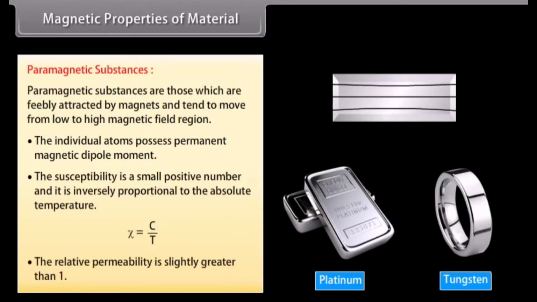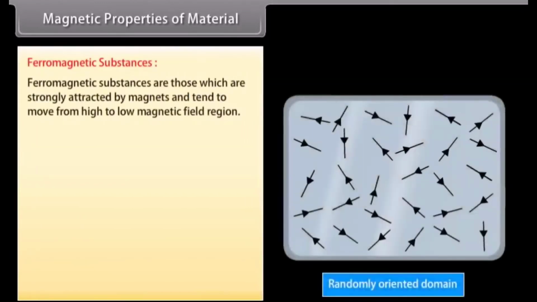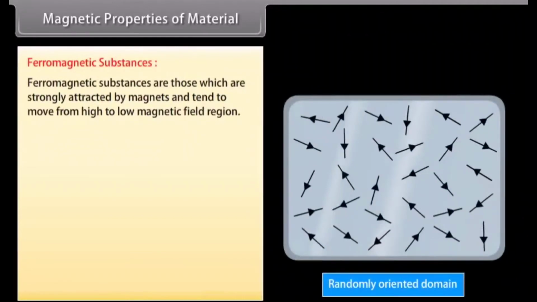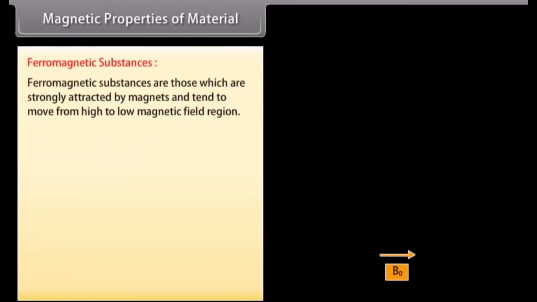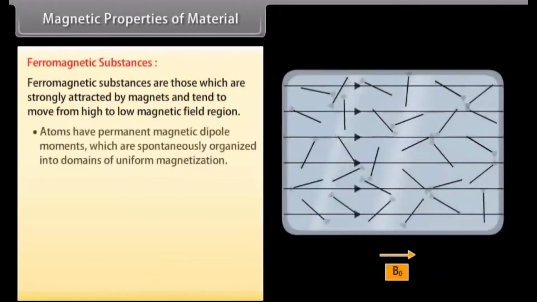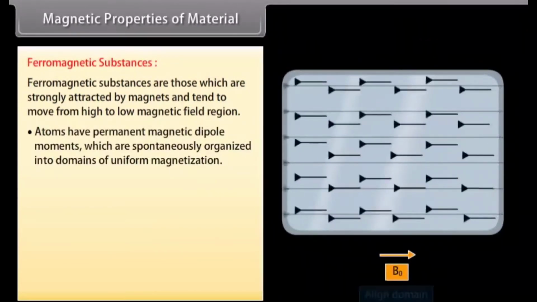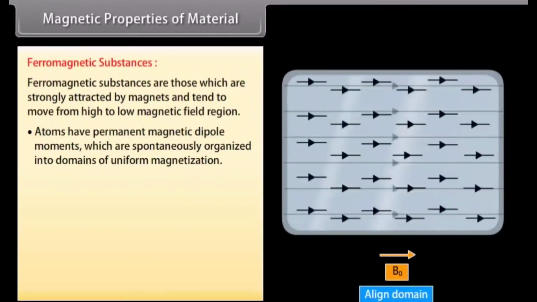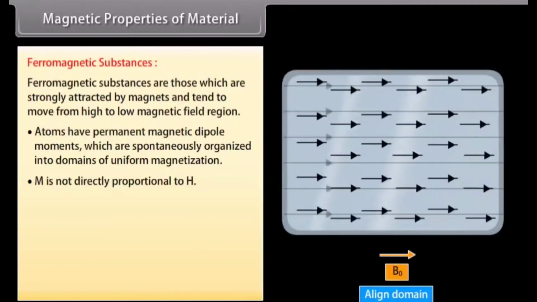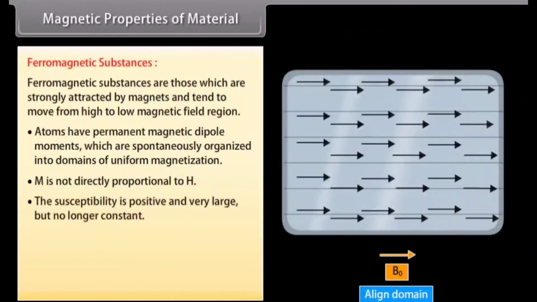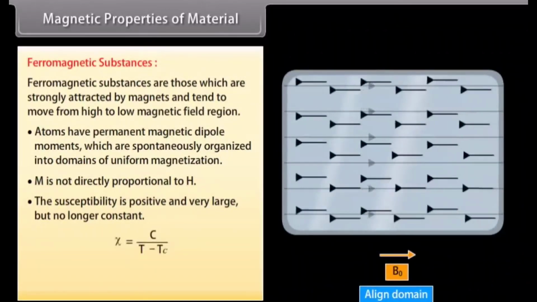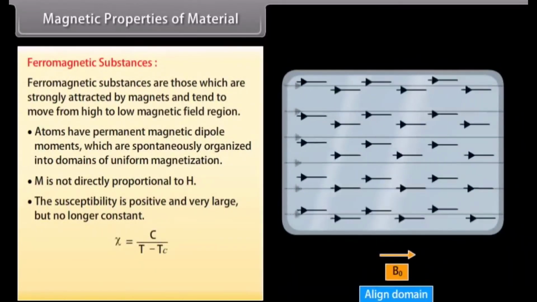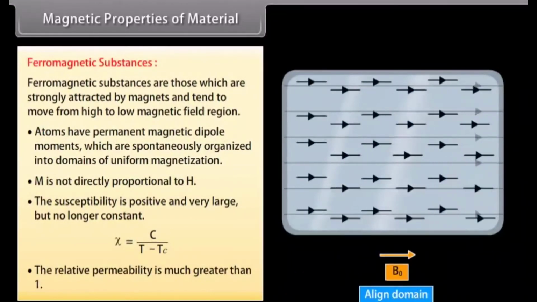The relative permeability is slightly greater than 1. Ferromagnetic substances. Ferromagnetic substances are those which are strongly attracted by magnets and tend to move from high to low magnetic field region. Atoms have permanent magnetic dipole moments which are spontaneously organized into domains of uniform magnetization. M is not directly proportional to H. The susceptibility is positive and very large, but no longer constant. Chi is equal to C upon T minus Tc. The relative permeability is much greater than 1.